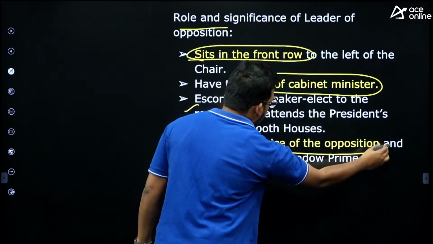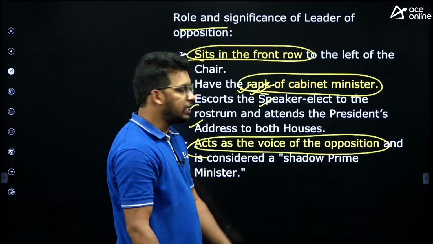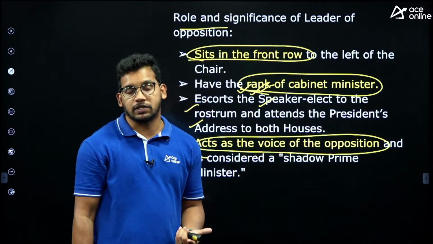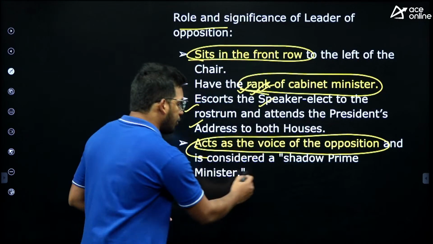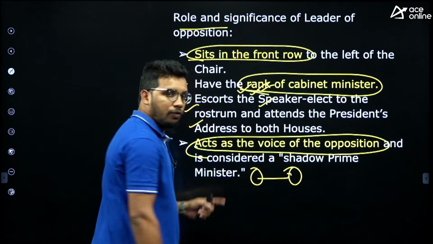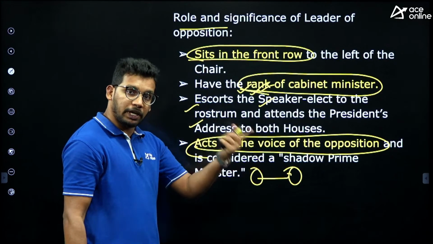And he acts as the voice of the opposition, as we have already discussed. He is called a shadow prime minister. In Britain, for every prime minister, there will be a person who will be taking care of his actions. Immediately he will question.